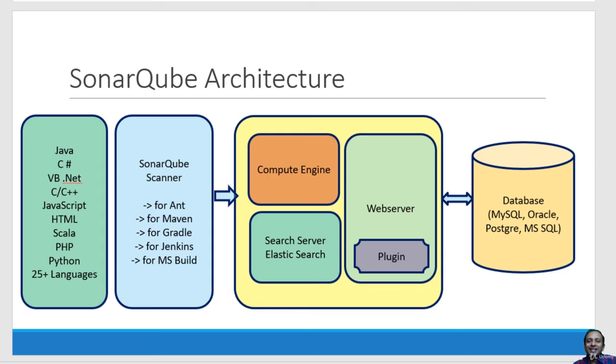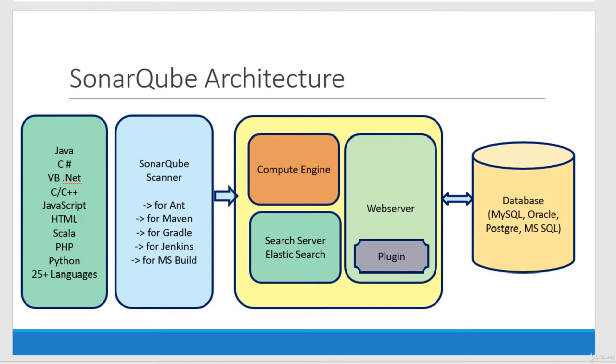Hi, let us understand the architecture of SonarQube. As such, SonarQube has three major components. One is the scanner, another one is the server, and another one is the database. Let us see in detail how these components collaborate and what role each plays within the architecture of SonarQube.